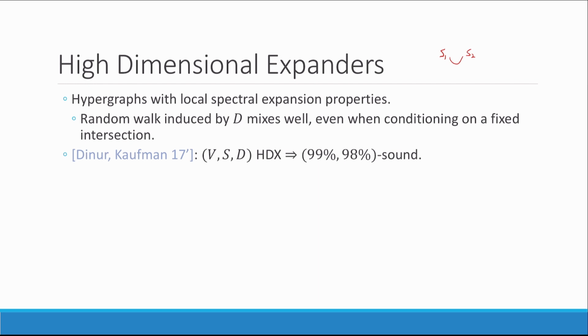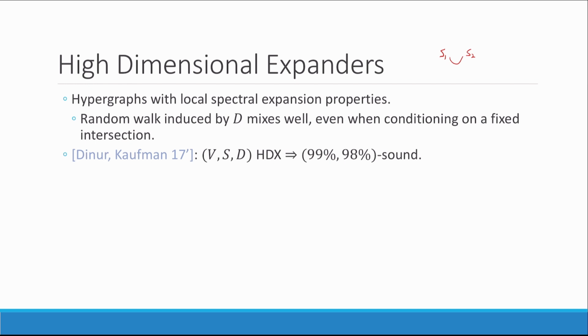It's not supposed to be too surprising that high-dimensional expansion comes into play. In fact, in a work by Dinur and Kaufman from a few years ago, they show that if you have a high-dimensional expander like this, you can get soundness, not in the 1% regime, but in the regime where delta is very close to 1, say 99%. So, again, this seems like a good idea to require this from our hypergraphs.